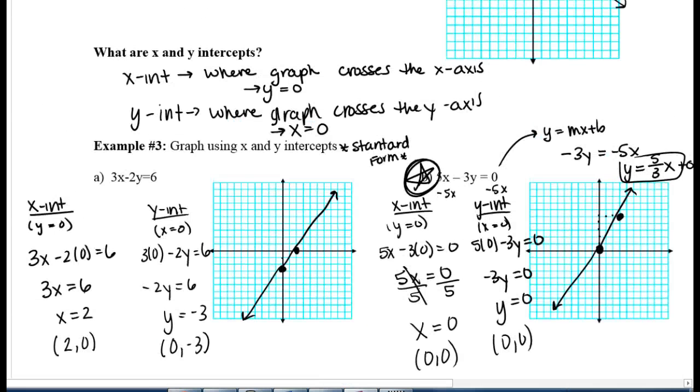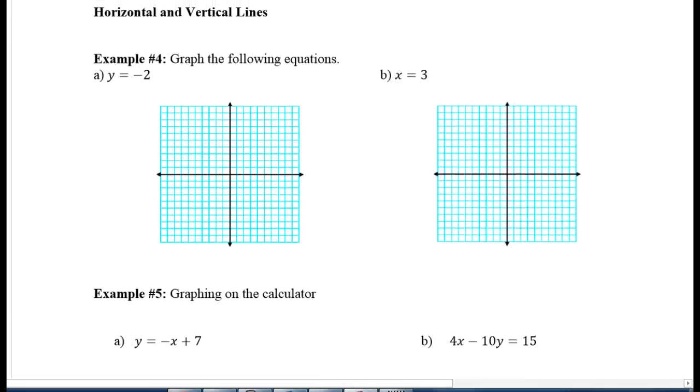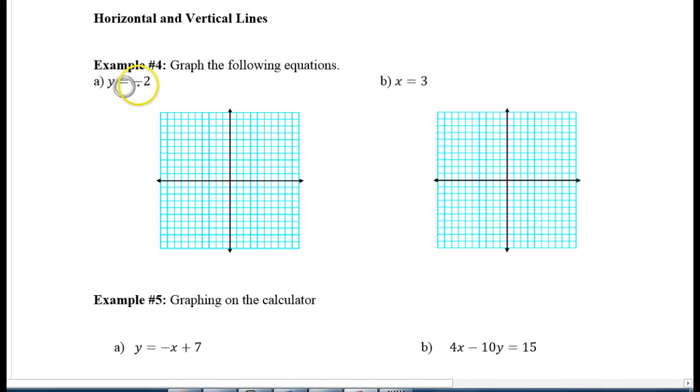So let's talk about horizontal and vertical lines. So y equals negative 2. I need all the places where y is negative 2. I'm just going to plot that point there. There's no x in here. So there is no x-intercept, which means it cannot cross the x-axis. So the only thing that could happen here is that I have a horizontal line at negative 2.